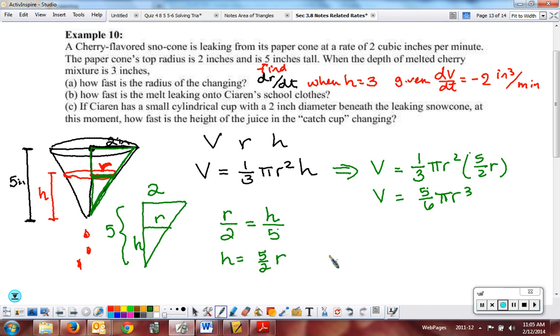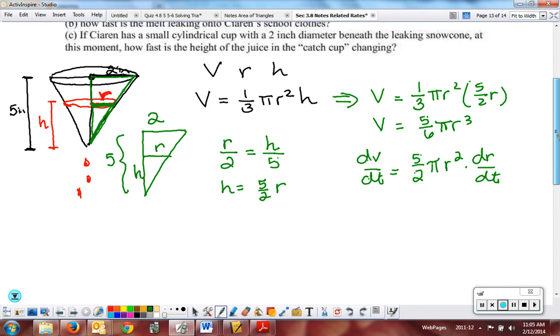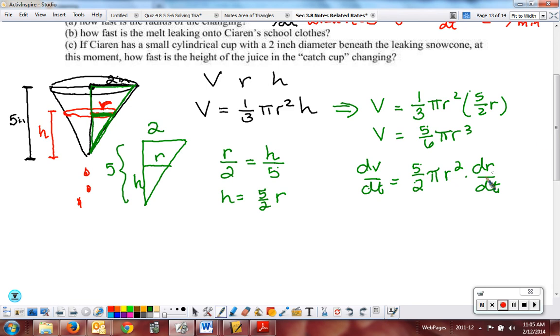All right, so I'm going to come over here. What is dV dt? It's 5/2 pi R squared dR dt. You can find it, but that's okay. Remember, at the instant, can I find R? Let's come back over to our instant. Anything you don't know that you need, you've got to go back to your instant. So right now, do I know dV dt? Yes. I don't know R, and I'm looking for dR dt, so I have to go find R.